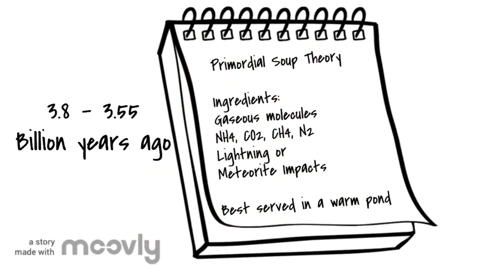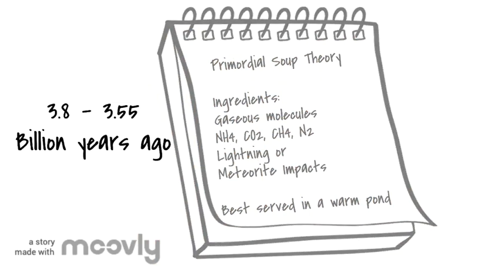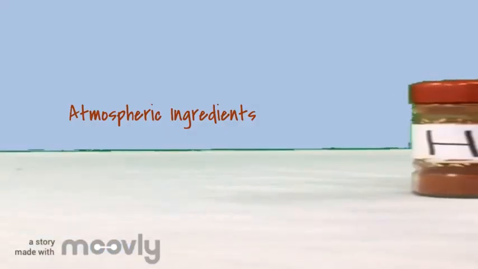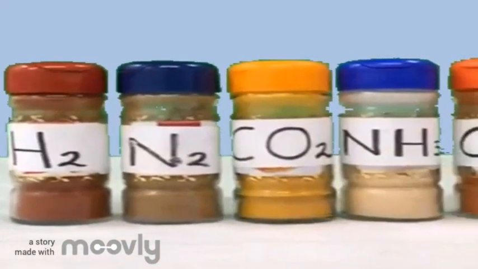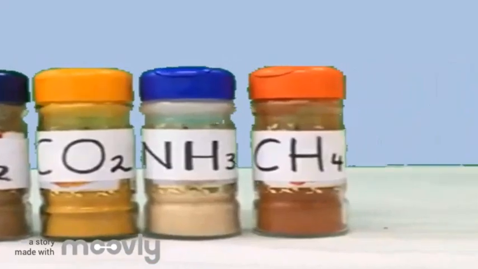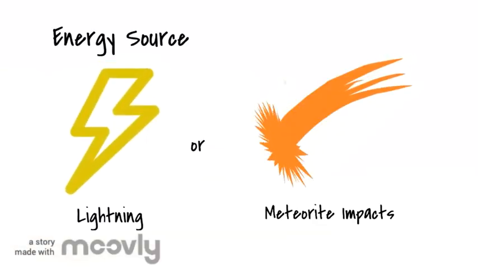Around 4 billion years ago, the Earth's atmosphere was thought to have been composed of nitrogen, ammonia, methane, carbon dioxide, hydrogen, and water in the form of gas, which are the key atmospheric ingredients in this theory. An energy source thought to be lightning or meteorite impacts is considered to be the spark that allowed the breakup and fusion of these molecules to take place.